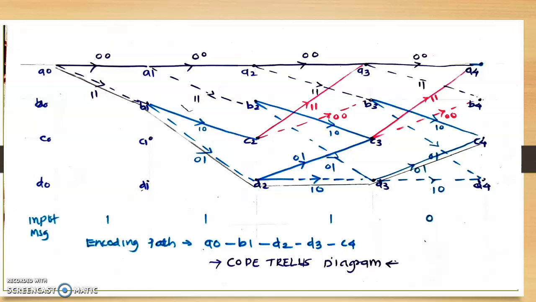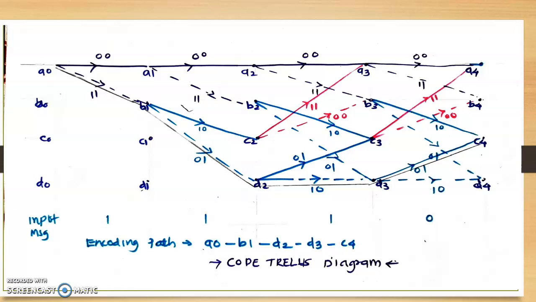For the second column, I will again consider A as the input. So if A has got a 0 input, it will go from A1 to A2 with output 0 0. When it has got a 1 input, it will go from A1 to B2 with output 1 1. From the second column onwards, I will also consider the inputs B, C and D. Here, for convenience, I have only considered the B input, but we can show all the inputs and their transitions, which is a part of my state transition diagram.